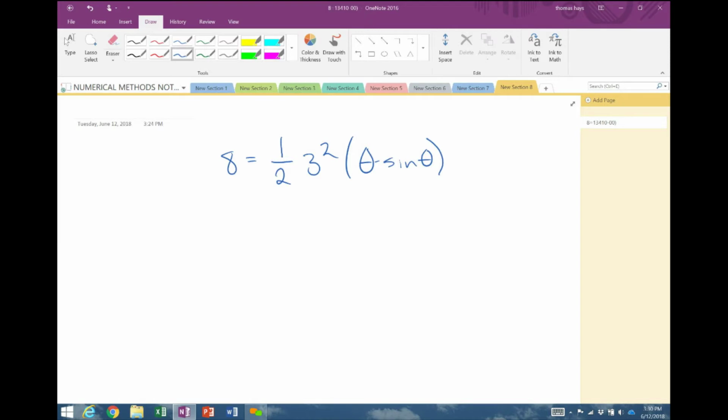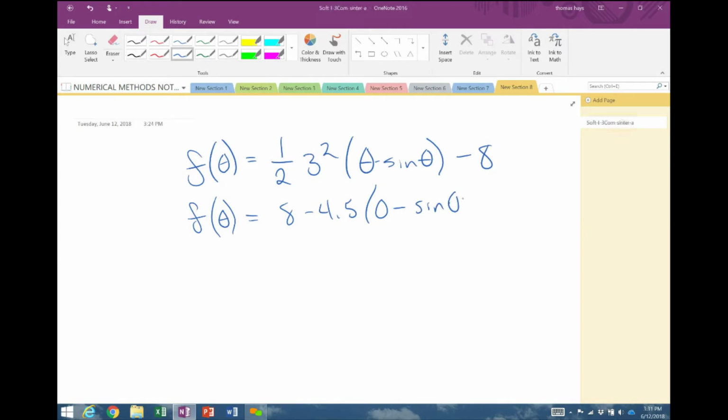What you can do, however, is move 8 to the other side. So if we just take this over here, subtract 8 off that side, we can make this equivalent to f of theta. That's now a function of theta alone. That's the only independent variable left. We could also represent this as 8 minus 4.5 times theta minus sine theta, just depending on which side is subtracted from the other. Both are equal and should produce the same zero.